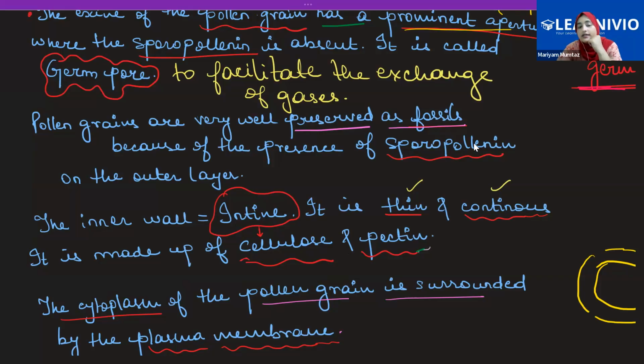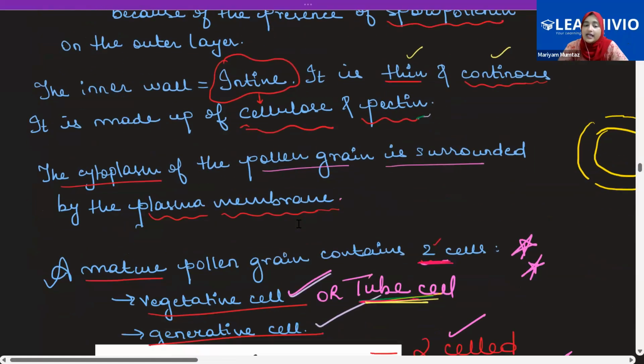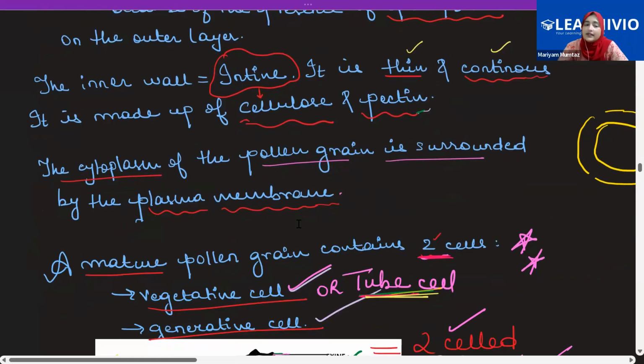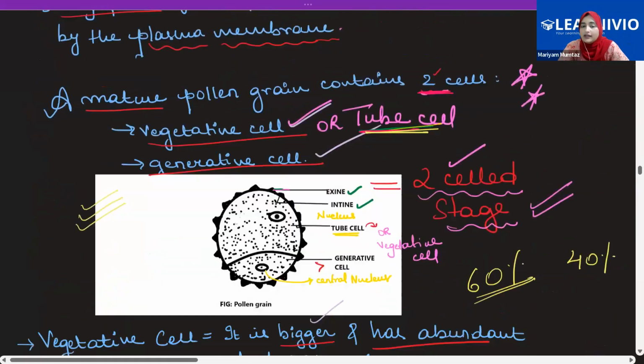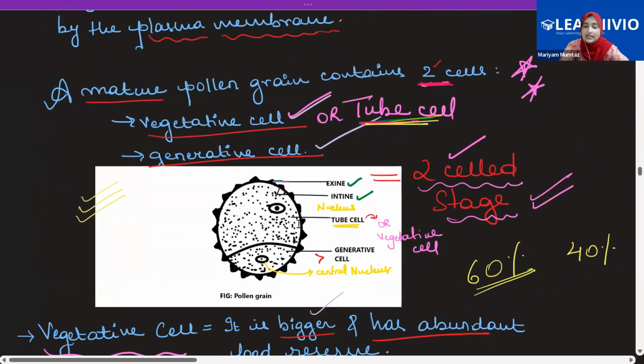The inner wall is called the intine, and as compared to the outer wall, it is thin and it is continuous. It's not interrupted anywhere. And the inner wall, the intine, is made up of cellulose and pectin. Now, inside the pollen grain, you see two cells. One is the bigger cell, as you can see in this picture, and this part is the tiny cell.